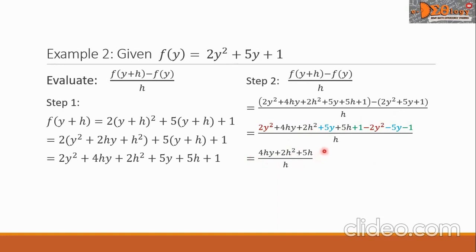In the numerator, there is a common factor which is h that we can factor out. So h is factored out, multiplied by the trinomial 4y + 2h + 5. And we can see that there is an h in the numerator with a counterpart h in the denominator, and we can cancel those h. So we have now the final answer, 4y + 2h + 5. This is our final answer.